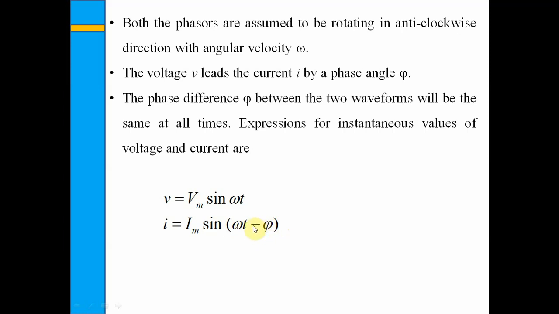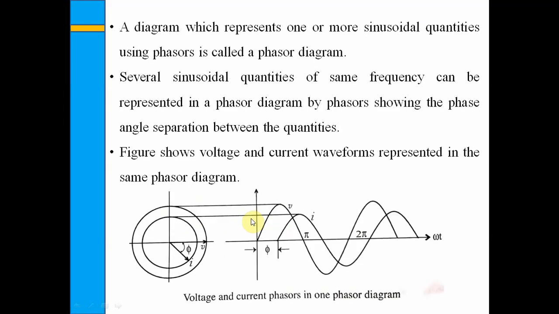Phi here we are representing as minus phi because the current is lagging the voltage, and for obtaining the current phasor we are moving clockwise by an angle phi, so it is taken as minus phi, because the anti-clockwise direction is conventionally taken as the positive direction.